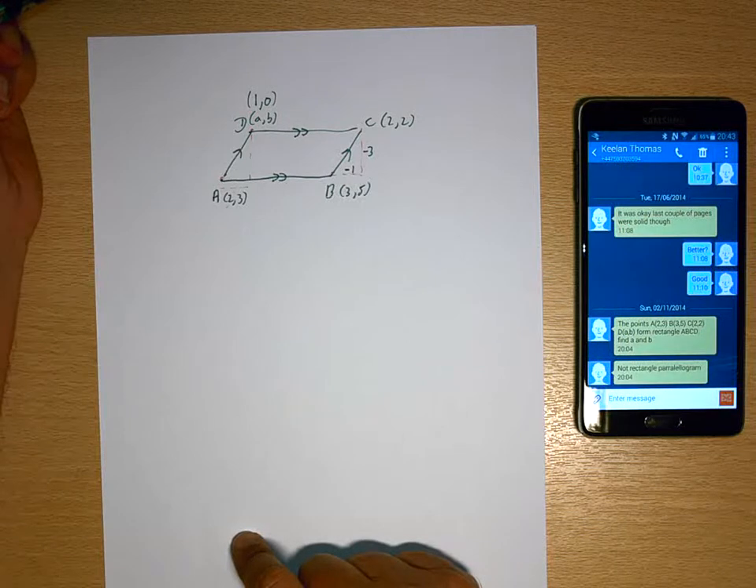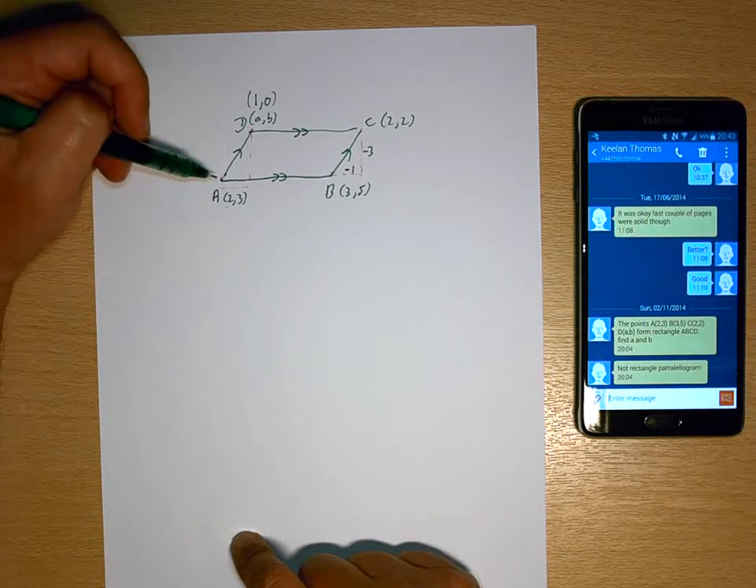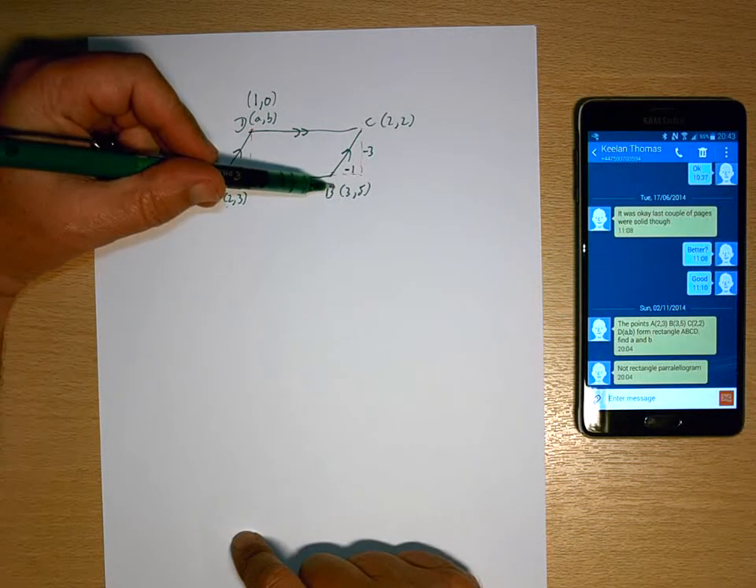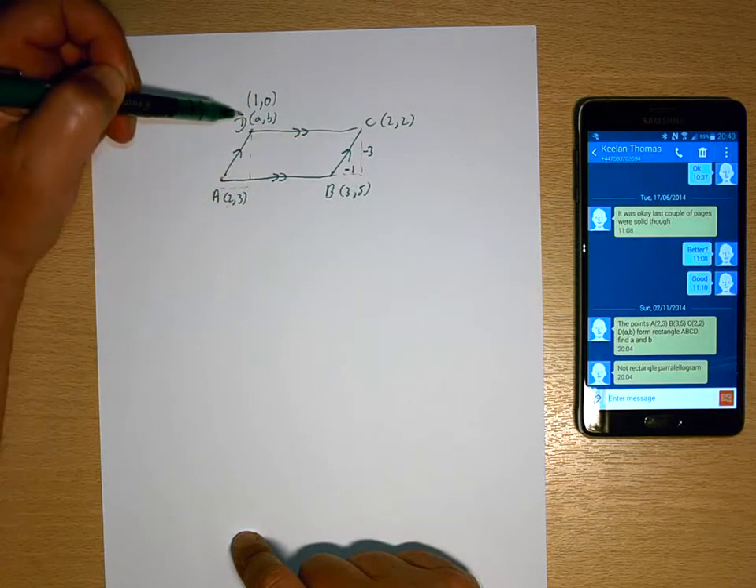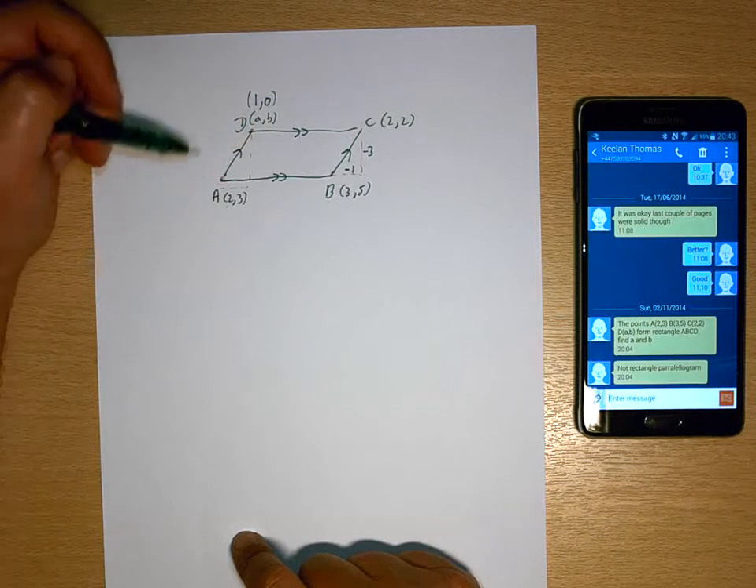Now you told me it was (2, 4), so I'm not sure whether you made that up or not. But let me just check what I've said there. So A is (2, 3), B is (3, 5), C is (2, 2), and D is ABCD. And they form a parallelogram, which means they're going to be parallel.